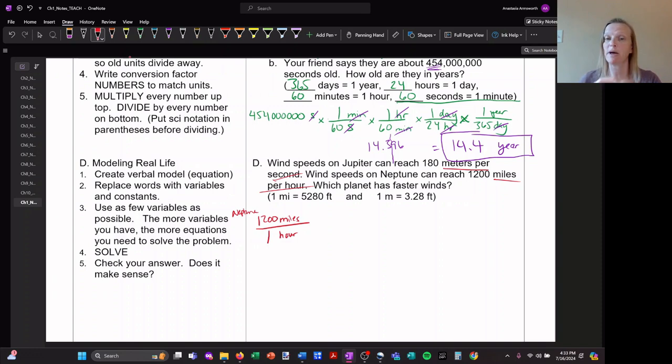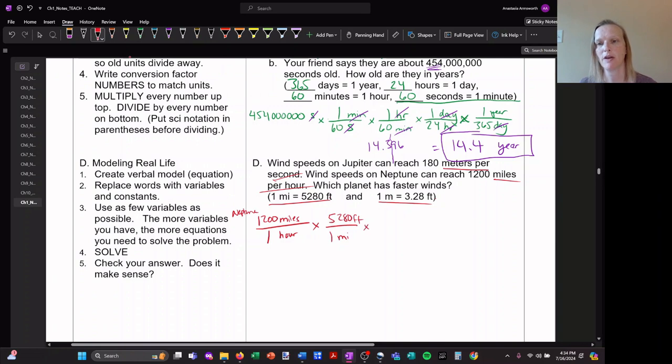Okay, so it's not just the miles that need to be converted. It's not just the hours that need to be converted. It's both. So let's focus on doing the miles to meters first. Here are a couple of conversion factors that are going to help us. I want to get rid of miles and go to feet, and then I can get rid of feet and go to meters. So I'm going to get rid of miles. 1 mile is 5,280 feet. And then there are 3.28 feet in 1 meter.